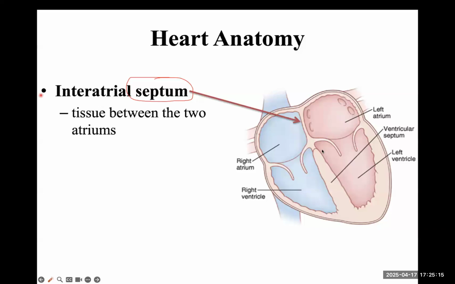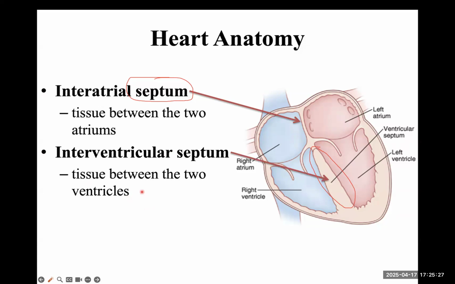And then we have a much thicker wall here between the ventricles. This is called the ventricular septum. It's separating the two ventricles. And there's the tissue between the two ventricles. So the septum makes it much more efficient to send blood from the lungs to the body and so forth.